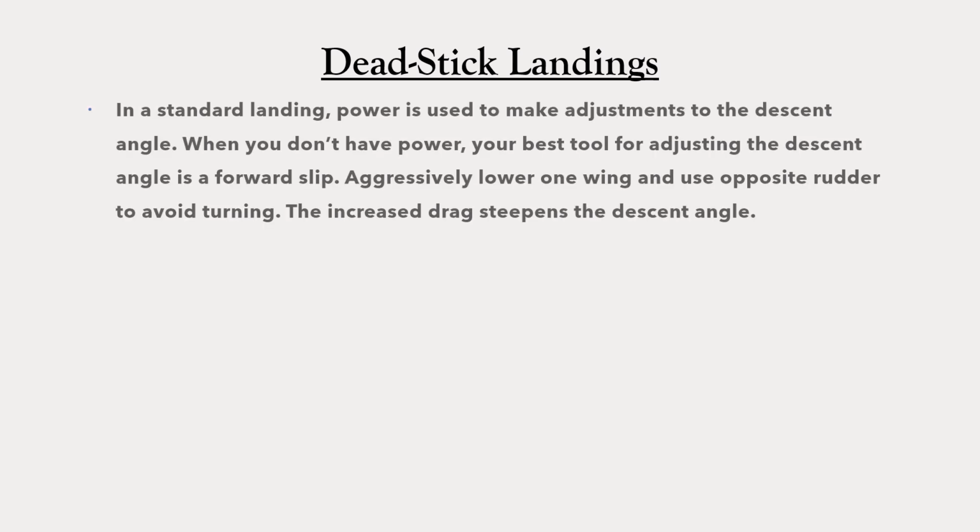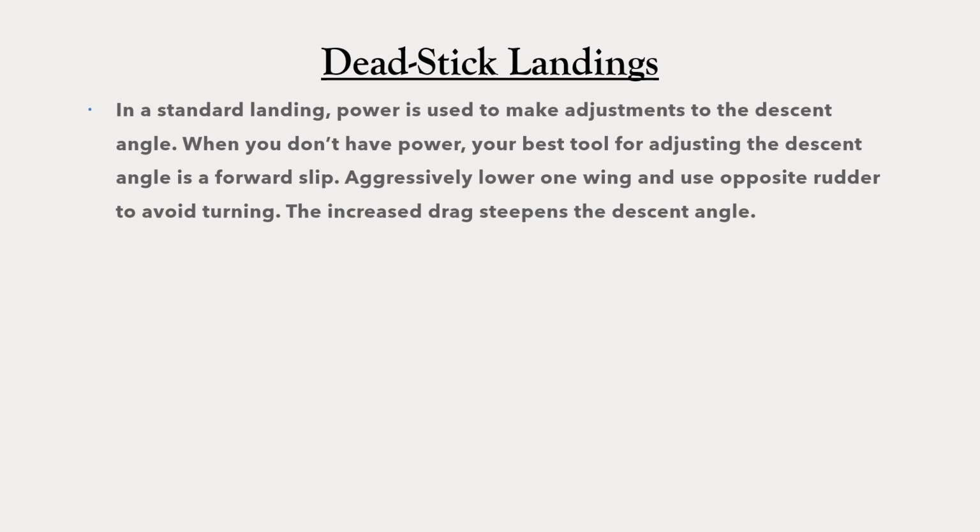The first one is a dead stick landing, which is a landing without power. We call it a dead stick landing even though it's the throttle that's dead, not the stick. So recall that in the standard landing, you were using the power to make adjustments to your descent angle. But if you don't have power, you need to use something else.